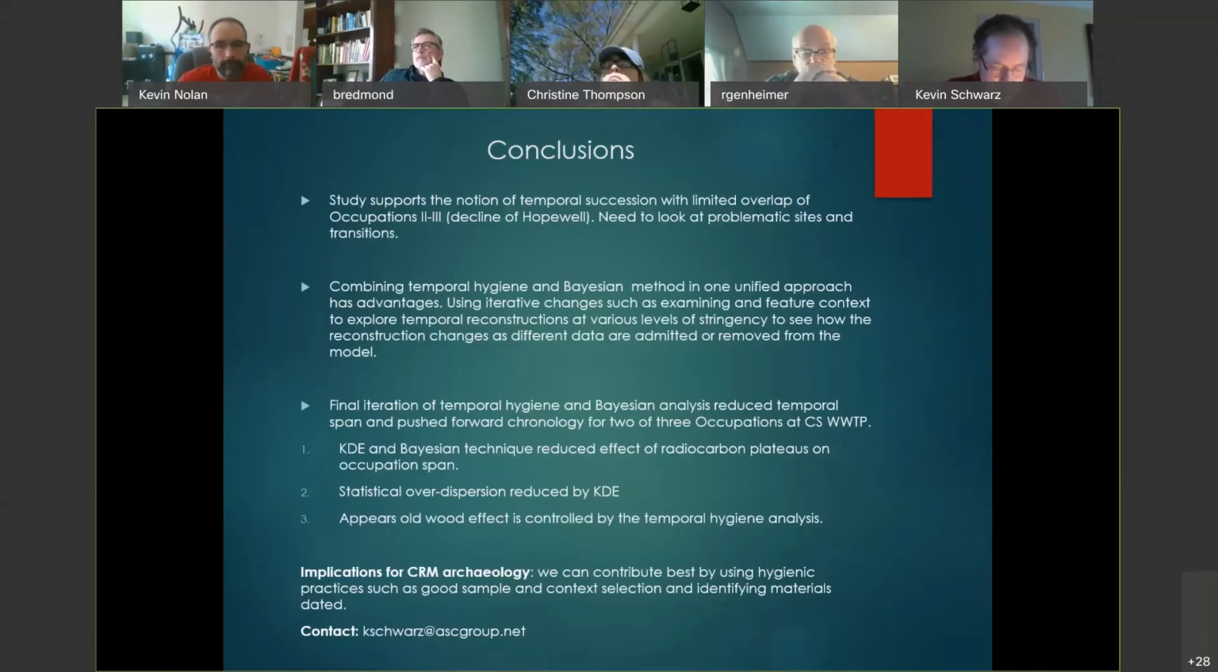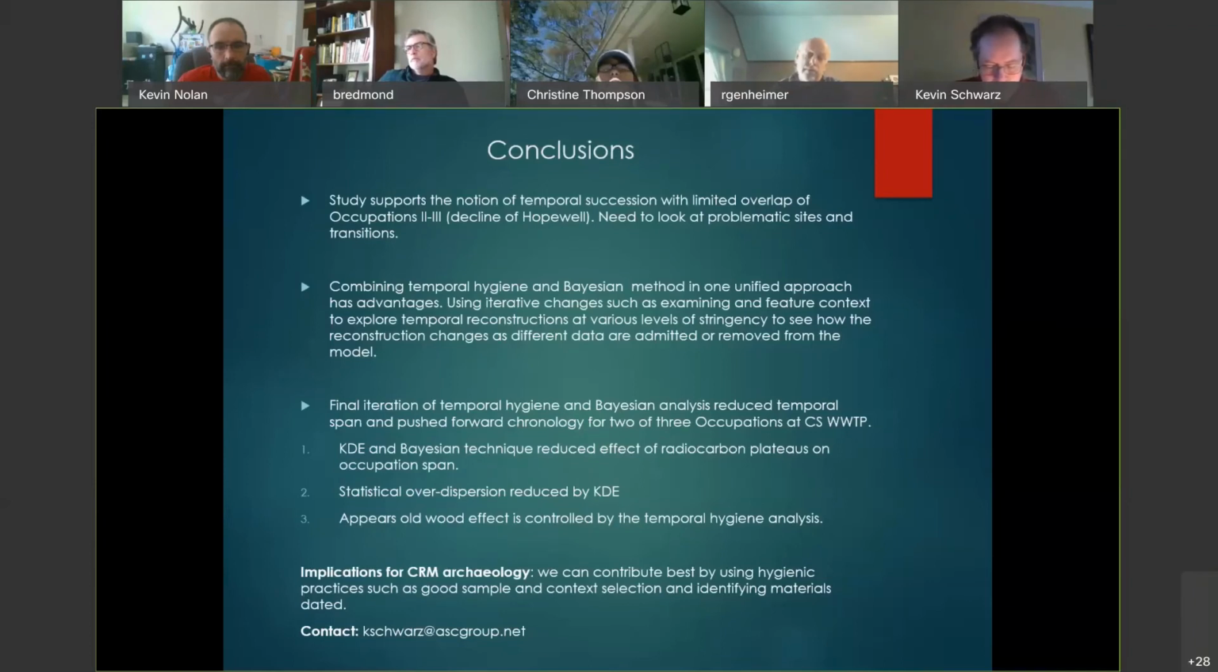The final iteration of the temporal hygiene and Bayesian analysis reduced the temporal span and pushed forward the chronology of 2 of 3 occupations at the wastewater treatment plant. The KDE and Bayesian technique reduced the effect of the radiocarbon plateaus on occupation span. Statistical overdispersion was reduced by the KDE analysis. And finally, what I would say is that it appears that the old wood effect is better controlled by the temporal hygiene analysis. That's what I believe.